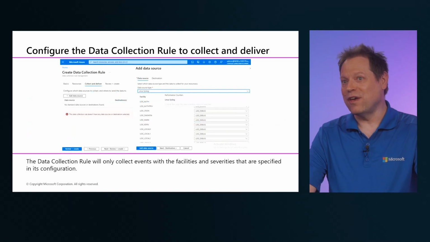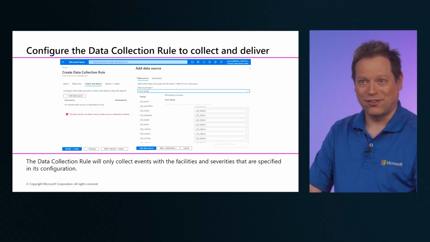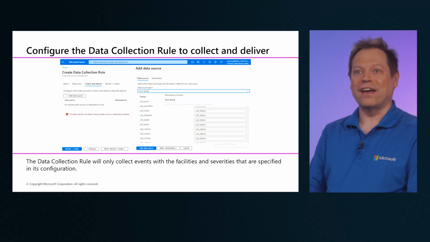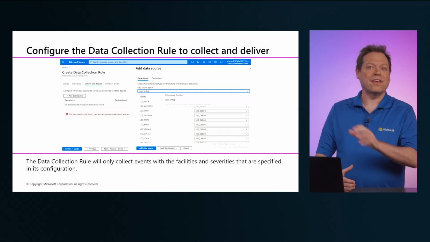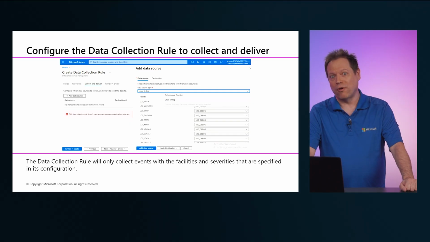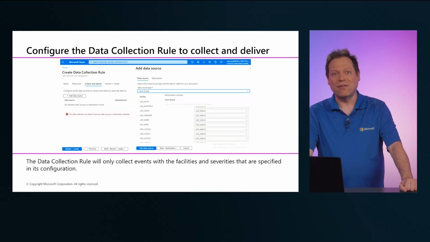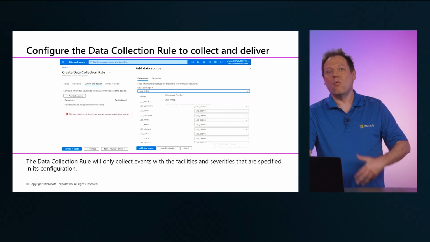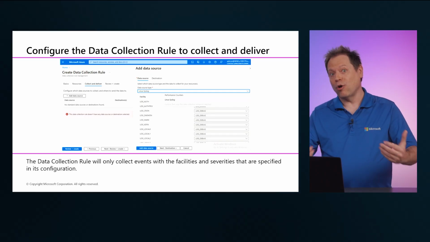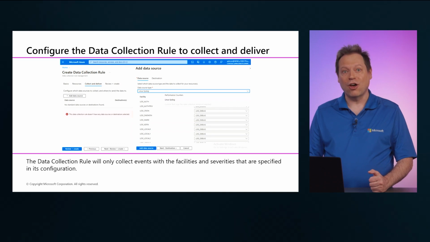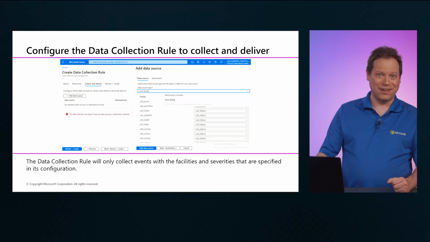Now we configure what actually gets collected. The data collection rule will only collect events that match the facilities and severities you specify. This is a critical control point. It lets you balance investigative coverage with data volume and cost, while ensuring that the events you do ingest are the ones your detection and hunting workflow actually need.